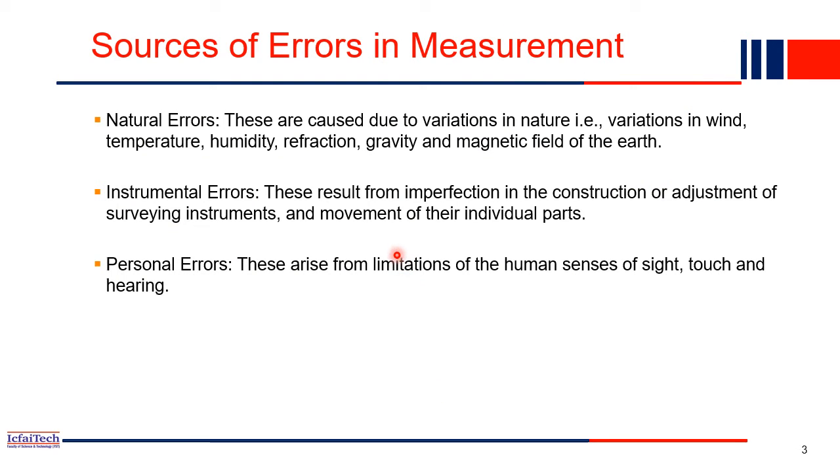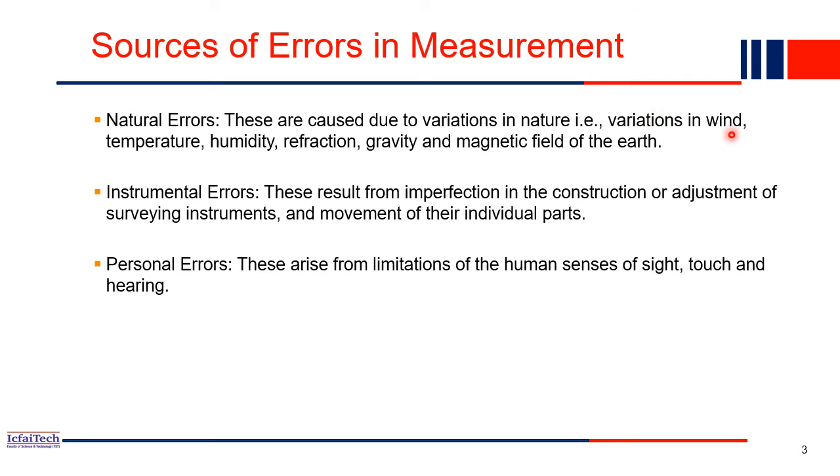So now we have seen what error and correction are in the last slide. Now we'll see what the sources of error in measurement are, so how errors are introduced into the measurement. There are basically three different types of errors that may be introduced in surveying measurement. The first one is natural error. What is natural error? As I mentioned, it is due to variation in nature.